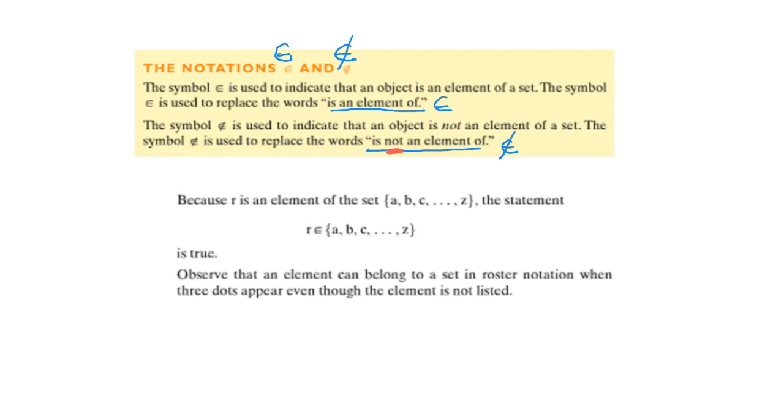All right, let's take a look at the reading below this. It says, because R is an element of the set A, B, C, D, and it goes on all the way through Z, the statement R is an element of that set is true. All right, so that right-hand side is just listing the letters of the alphabet. It doesn't have to visually be present for you to say it's an element of. It is assumed that it's continuous from C all the way through to the end letter Z. All right, it says observe that an element can belong to a set in roster notation when 3 dots appear, even though the element is not listed. So the same thing that I just mentioned.